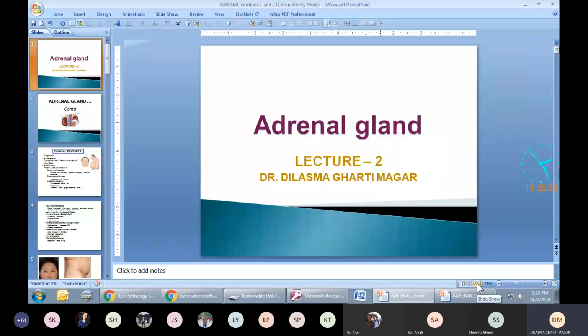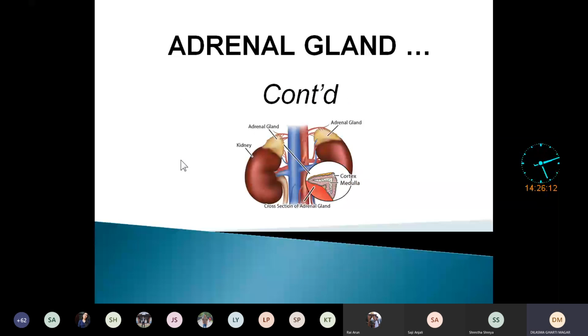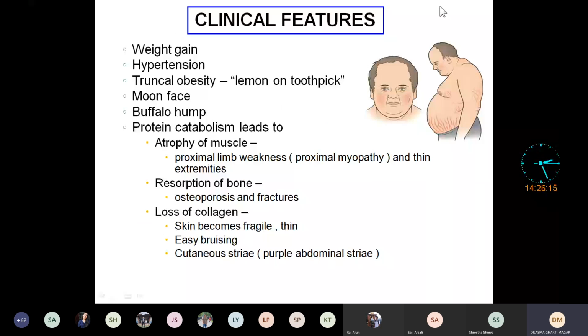So yesterday I could not finish that Cushing syndrome, isn't it? So today I'll be talking a little bit, though I have already finished one slide of the clinical features. Today also I'll be starting with the same one. So we'll continue with the adrenal gland only. Now first we'll come to the clinical features of Cushing syndrome. I have already told you this, but still today I want to repeat.